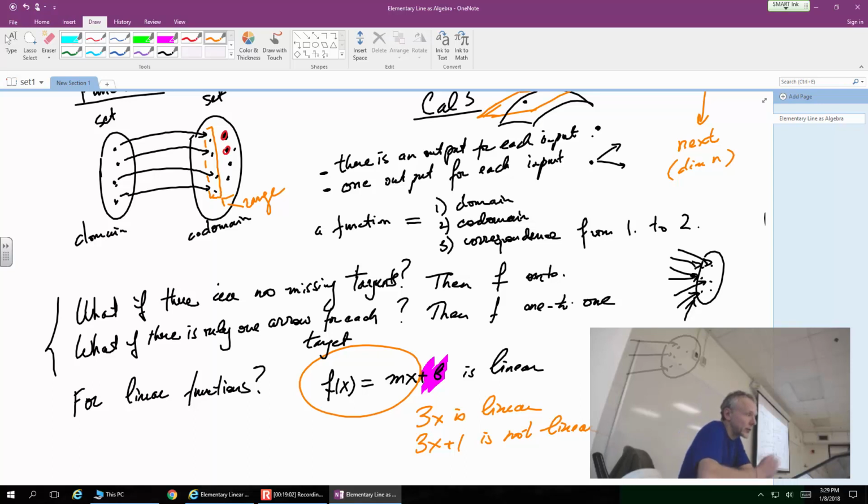Okay, so for linear functions, let's take these very simple functions. How many linear functions are there, if we're talking about real numbers? There are as many as numbers. So what is it? It's simply a multiplication by a number, by m. The linearity is really some kind of a multiplication by a number.